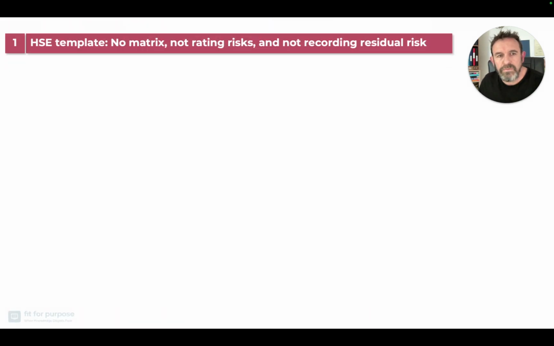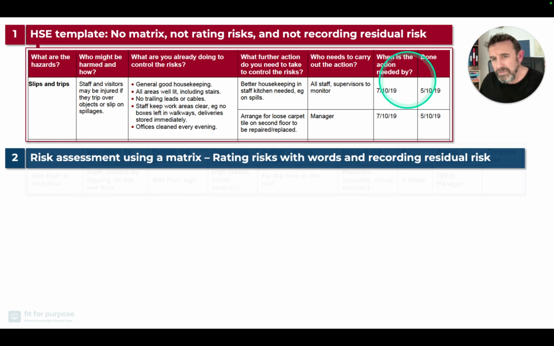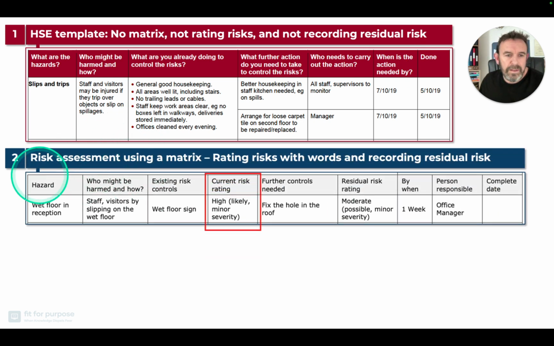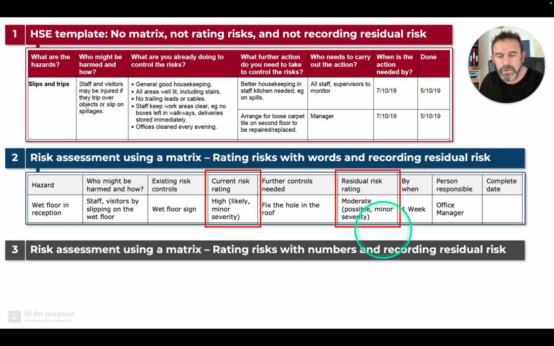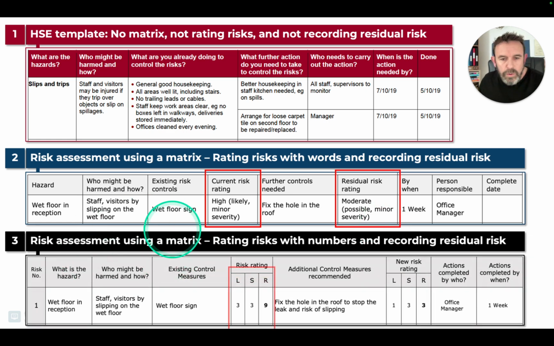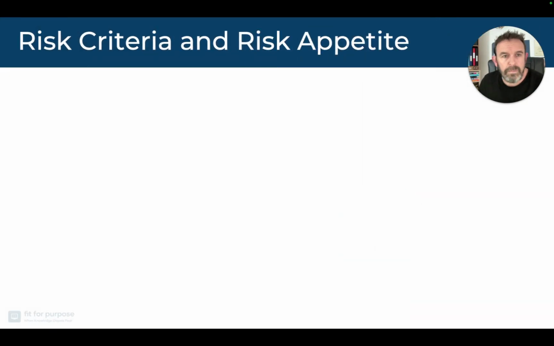So as we move through, HSE template: no matrix, no rating of risks, and not recording any residual risks. However, others will use a risk assessment that uses a matrix, but they will use words, and they will also record that residual risk. And others also will use the risk matrix using numbers. So it's really important to understand the benefits and disbenefits of both, I should imagine.